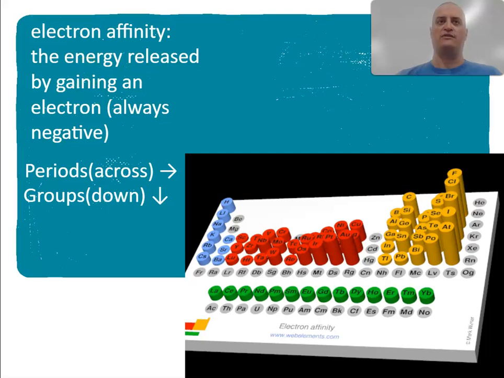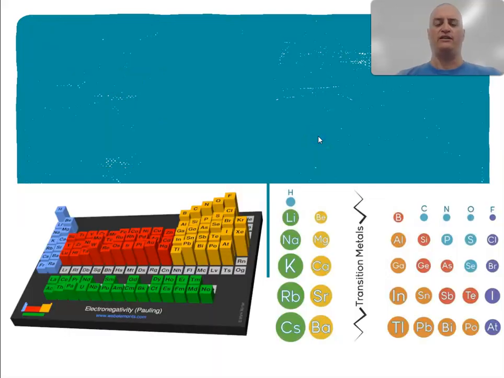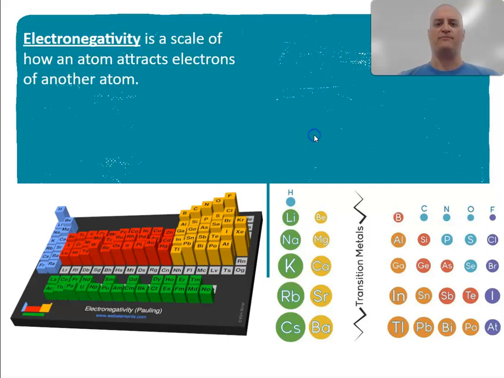All right, next we're looking at electronegativity. I like to think of this as the money trend because understanding this will help you understand a lot of chemistry. So this is the scale of how an atom attracts electrons of another atom. Going across, this will increase going across the periodic table.